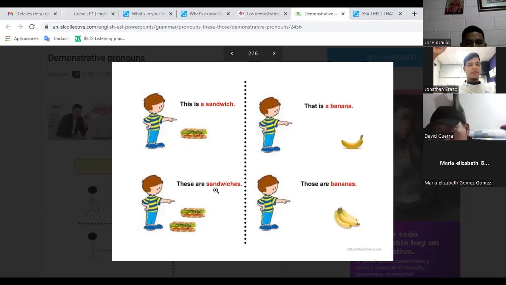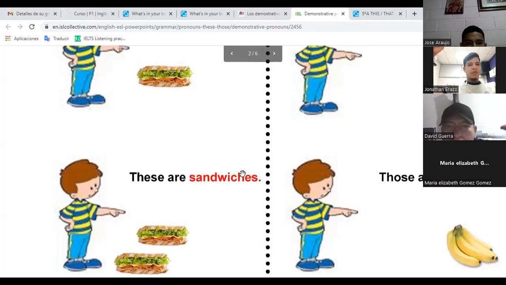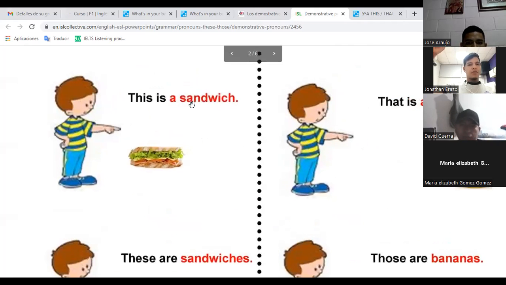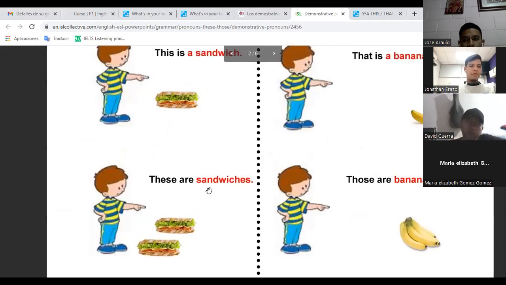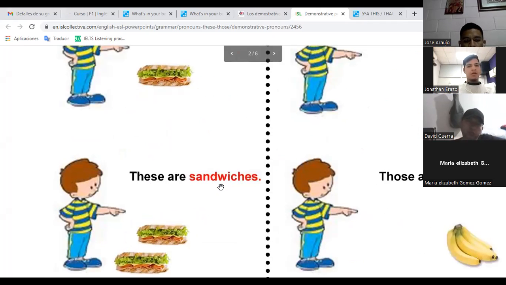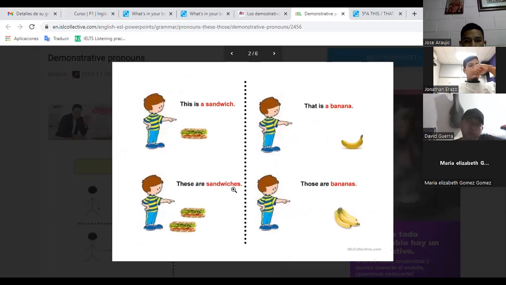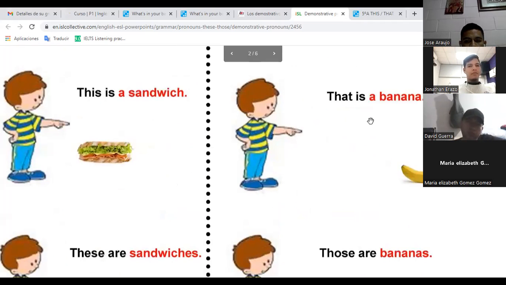So, ¿se dan cuenta de algo, chicos? Do you see something? We have here sandwiches, right? Sandwiches. Aquí, sandwich. Why is sandwich? Porque solo es una cosa, right? A sandwich. Un sandwich. This is a sandwich. But here, these are sandwiches. Sandwiches, okay? Son sandwiches. Son más de uno, right? Now we have this one.